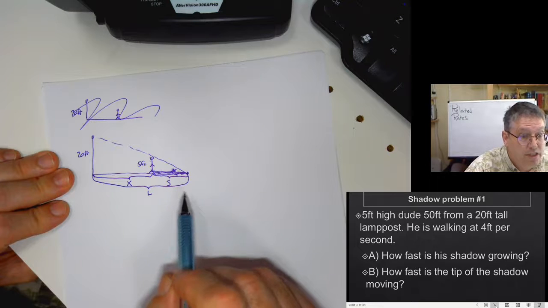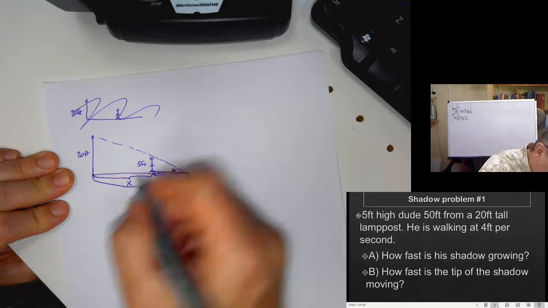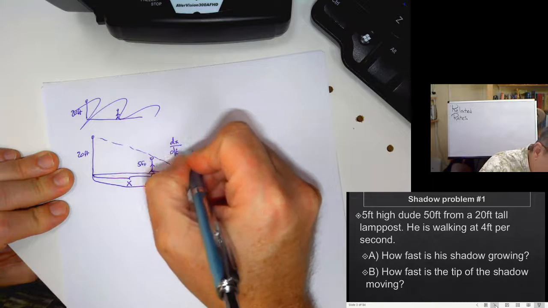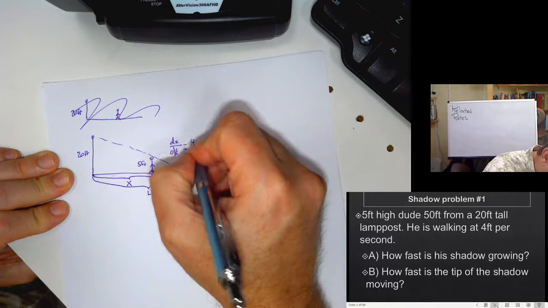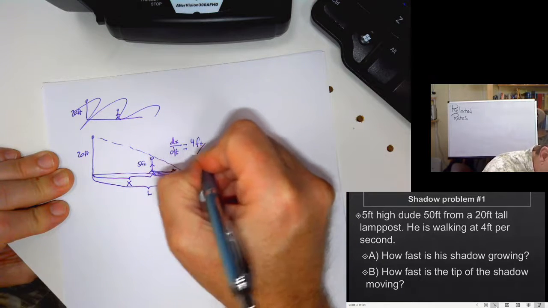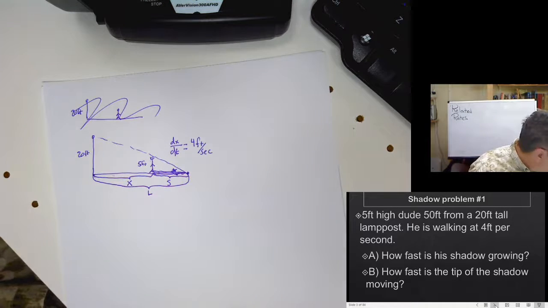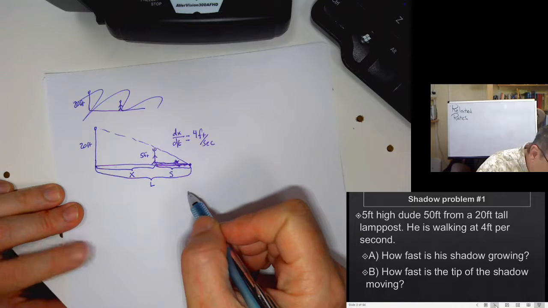the rate of change. And we know that his rate of change, dx with respect to time, the change in x with respect to time, is going to be 4 feet per second, right? So that's what we know. And now all we have to do is do similar triangles.